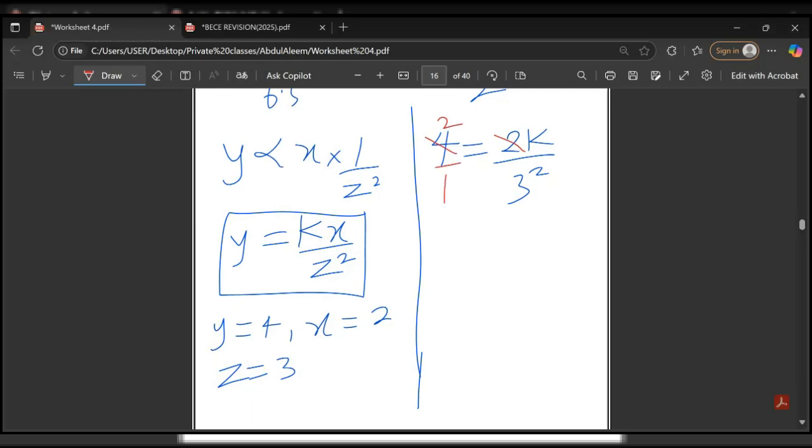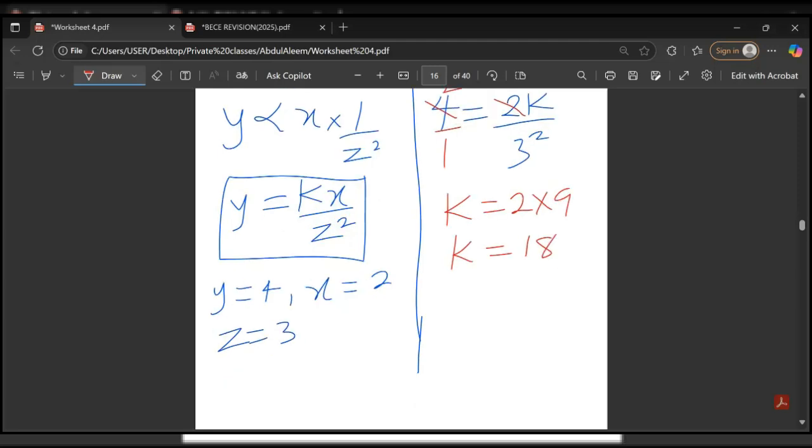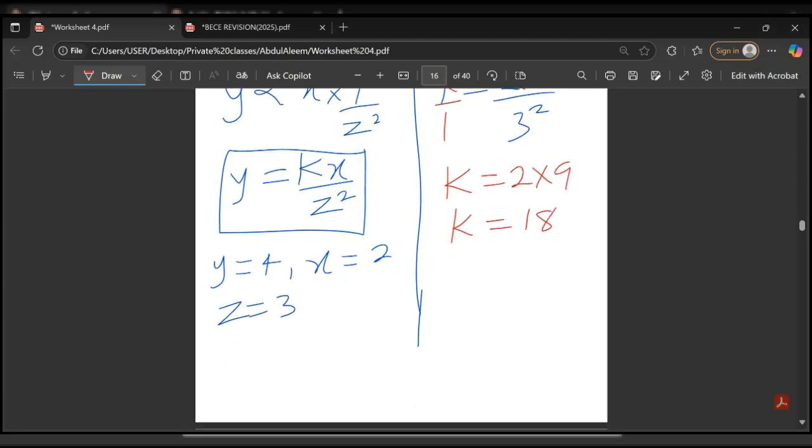So this is going to give us over 1. That will be k equals 2 times 9. 3 squared is 9, so k is equal to 18. So we have known the value of k now. We put it in the equation. That's going to give us y equals 18x over z squared. So if they ask you to find the relationship, this is the relationship now.